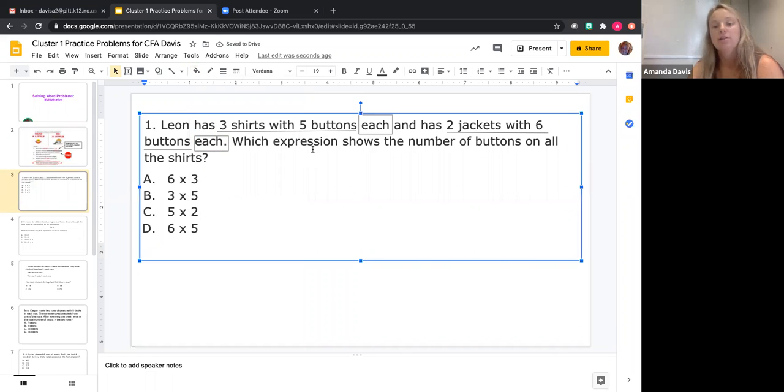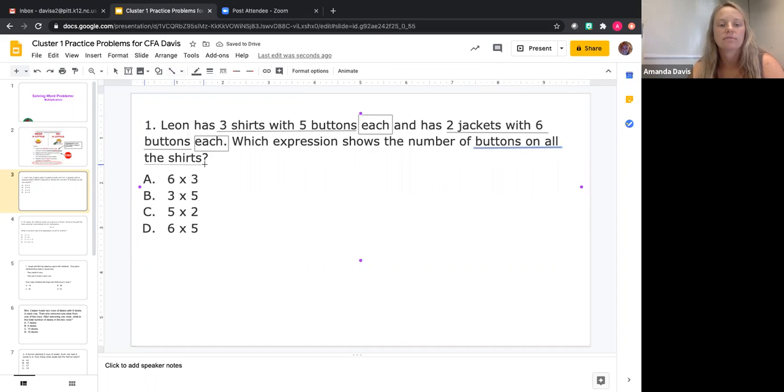Which expression, this is a big math word that just means a number sentence, shows the number of buttons, okay? So this is why words are important. I'm looking for buttons on all the shirts. In this problem, it talked about shirts and jackets. And I have all these numbers and my brain was going crazy. But now I know in the question, it only talks about the shirts. So guess what? I can go back and mark out 2 jackets with 6 buttons each. The question didn't ask me anything about the jackets.